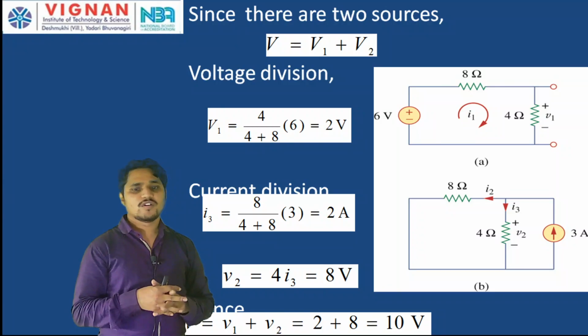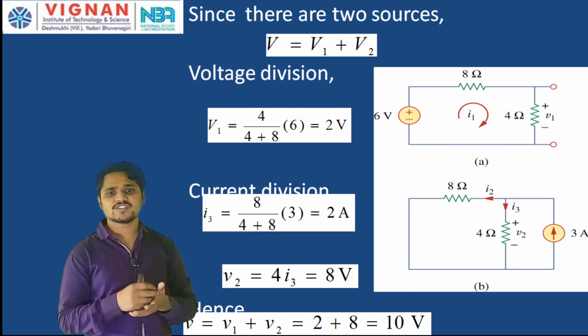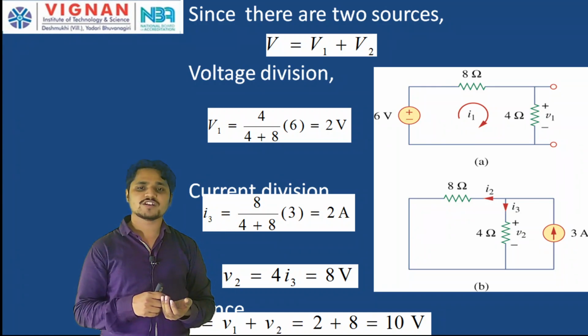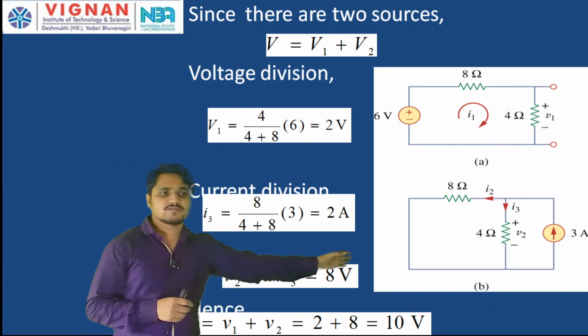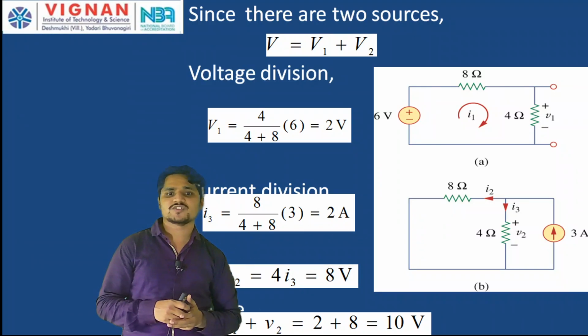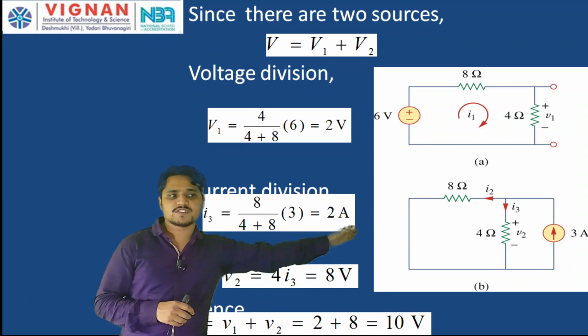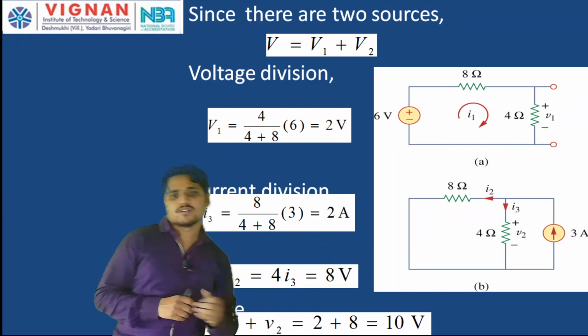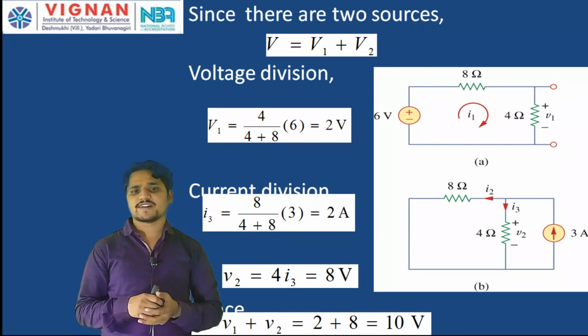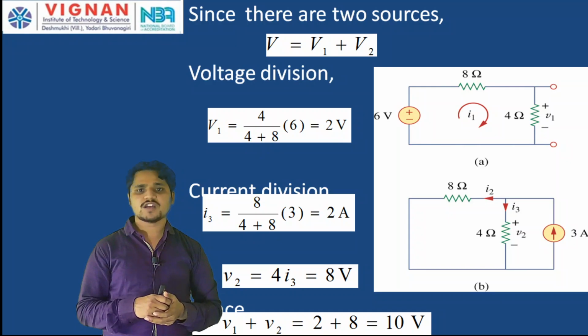Now in the next step, we have to find the voltage across this 4 ohm resistor when only the 3 ampere current source is acting, that is the second network. So we kill the voltage source, that is, the voltage source is replaced with a short circuit. Now I want to find the current in the 4 ohm resistor, because the 8 ohm, the 4 ohm and the 3 ampere source are all connected in parallel.